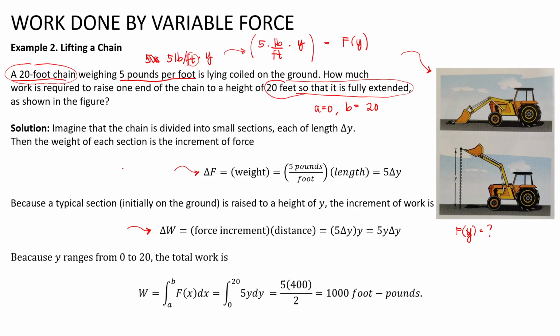If you want to follow this one, you can, but for me it should be easier this way. So 0 to 20, and then this will be 5y dy. You can use your calculator and get the answer of 1000 foot-pounds or pound-foot.